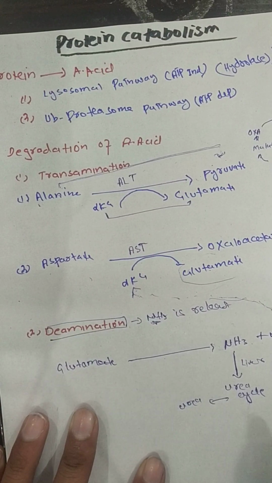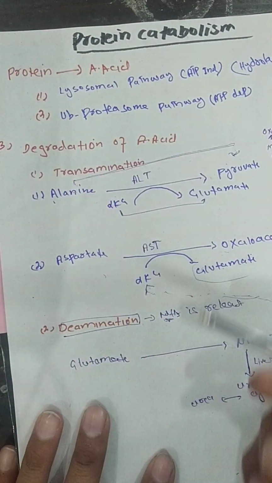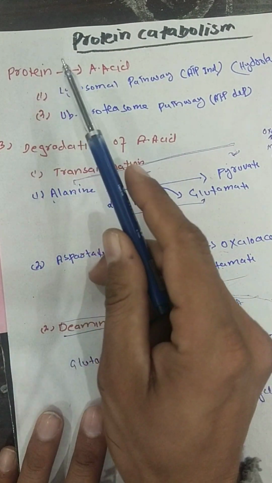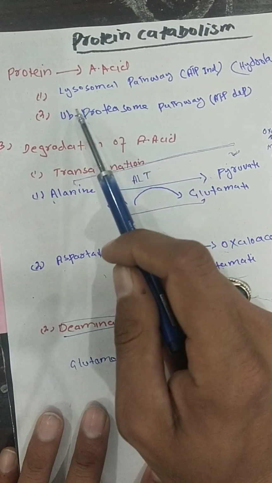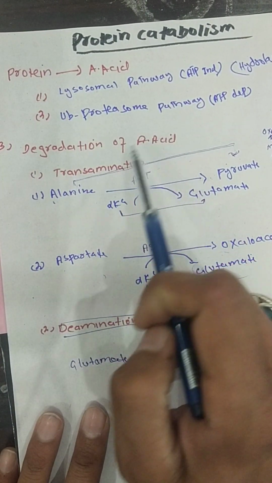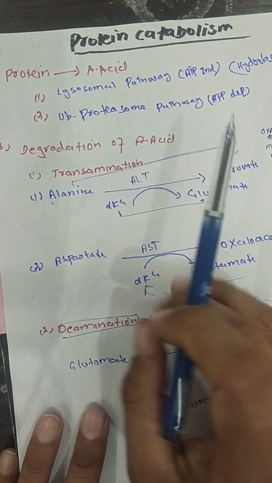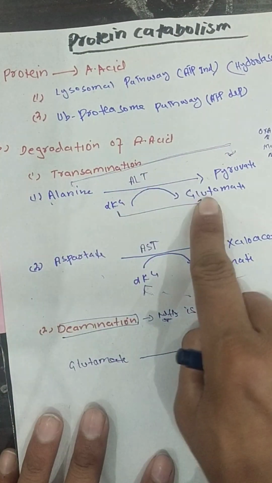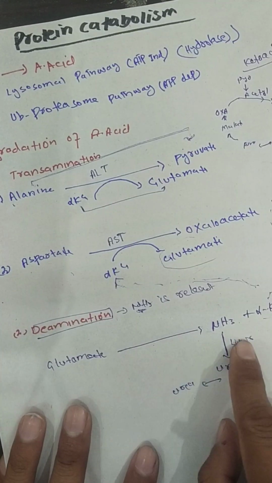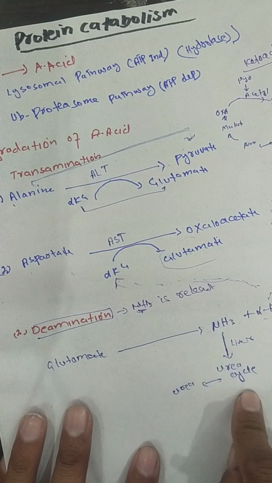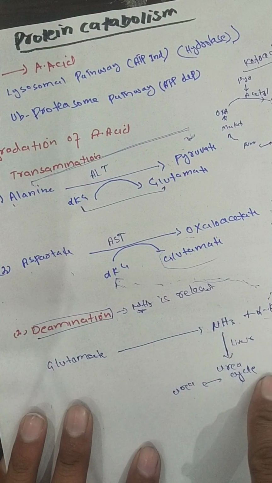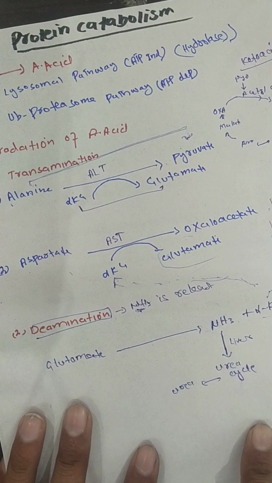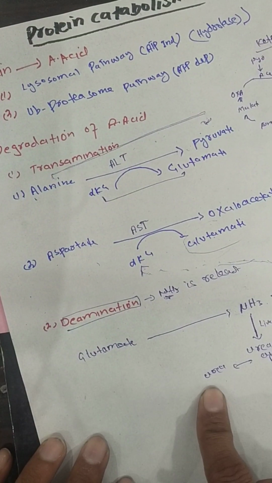So in this lecture we learned that proteins are converted into amino acids by the lysosomal and ubiquitin pathways. Then these amino acids are first transaminated to glutamate, then degraded to NH3, which is converted into urea by the urea cycle. I have a separate video on the urea cycle. So we have urea.